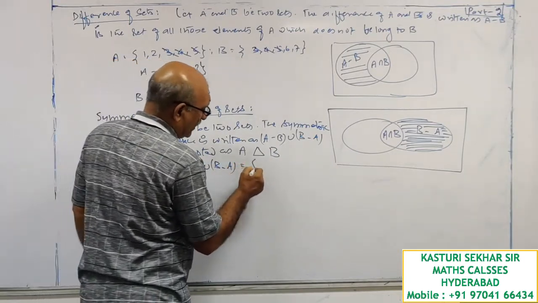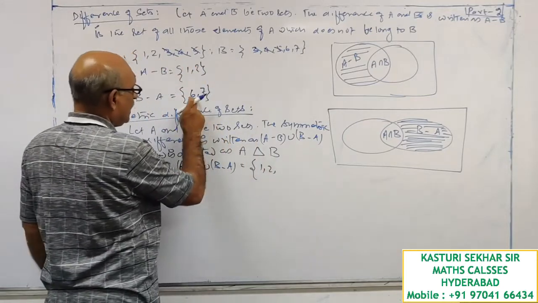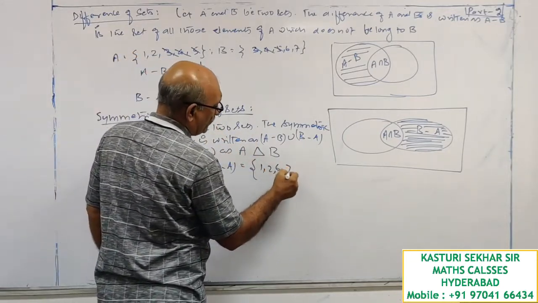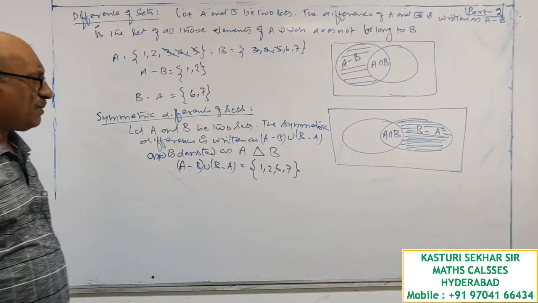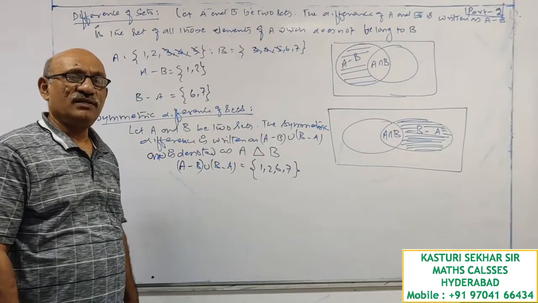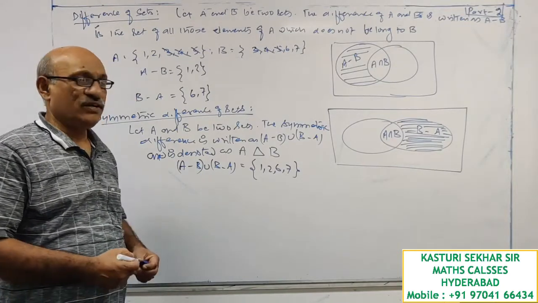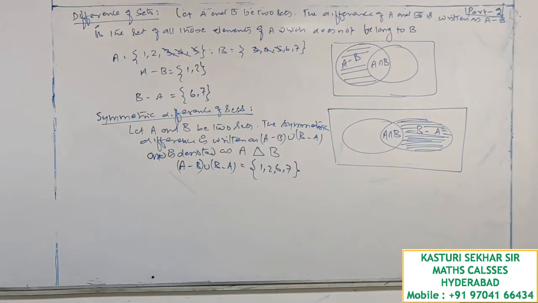It is also a set. A minus B means 1, 2. B minus A means 6, 7. So the symmetric difference is 1, 2, 6, 7. This is the symmetric difference of two sets.